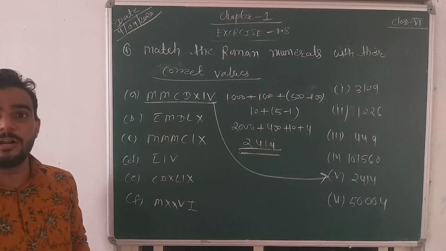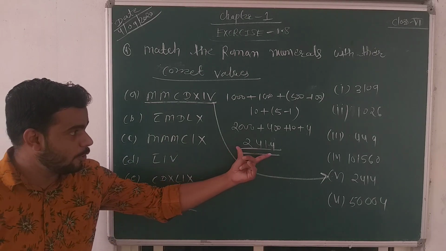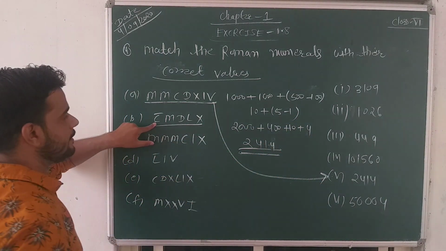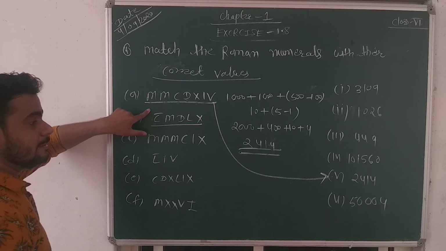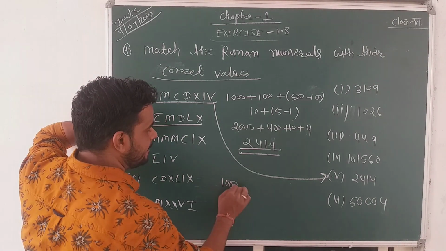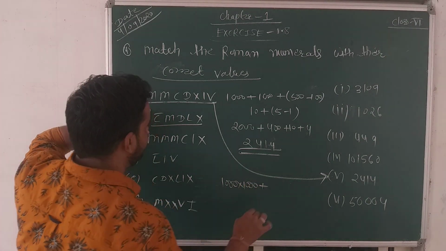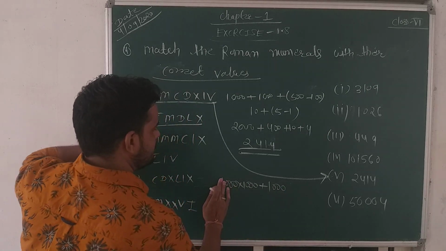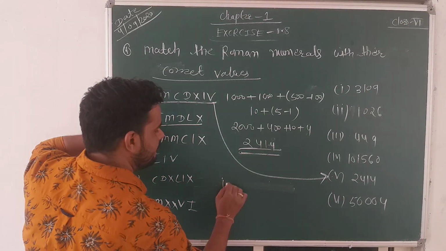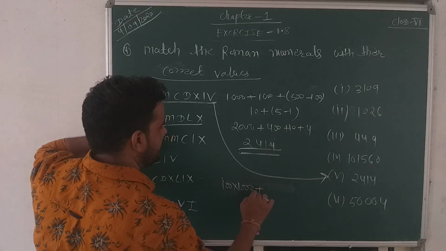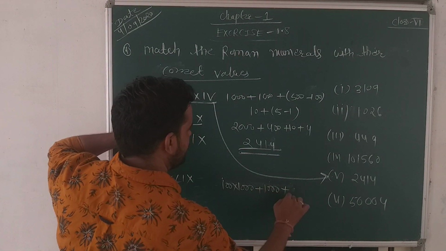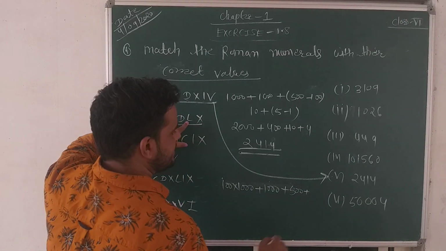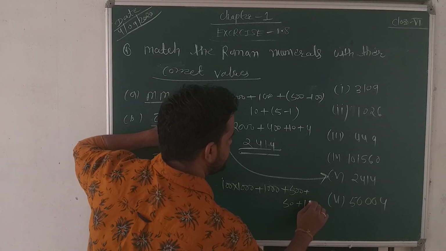So like this you have to solve. You have to solve all of the numbers, and whatever result you get, you have to match it to that. Next, C bar. C means 100 and bar means multiply by 1000. So 100 multiplied by 1000, plus M means 1000, D means 500, L means 50 and X means 10.